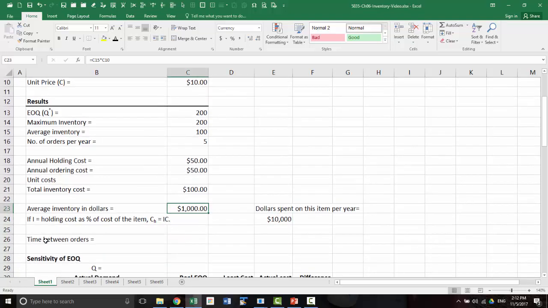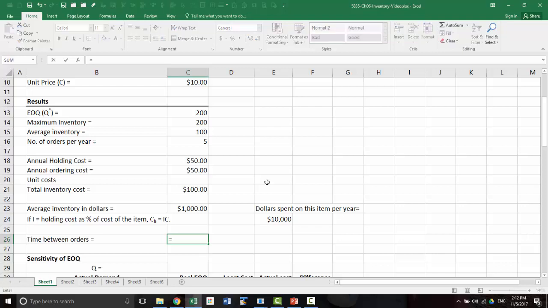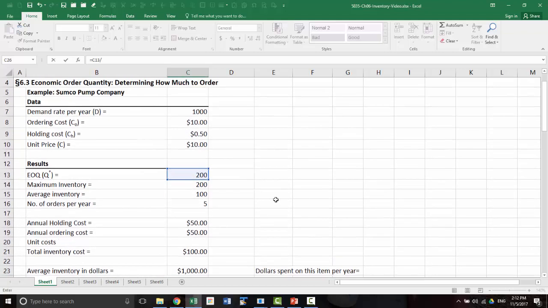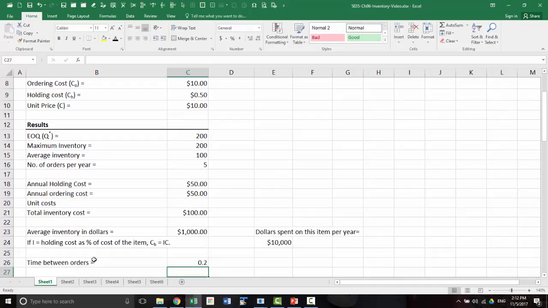Okay. There's one more statistic that we can compute. What is the time between orders? How long will it take between one order and the next order? That will be EOQ, Q divided by D. EOQ, how long will that last? That will be the demand rate. Since the demand rate is given in terms of years, this time between orders is also in the same time unit, which is years.